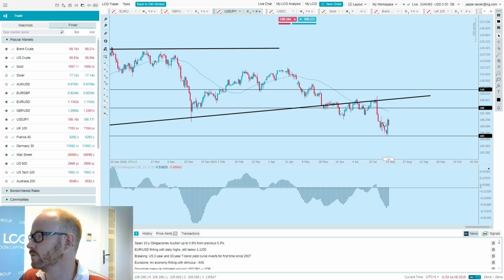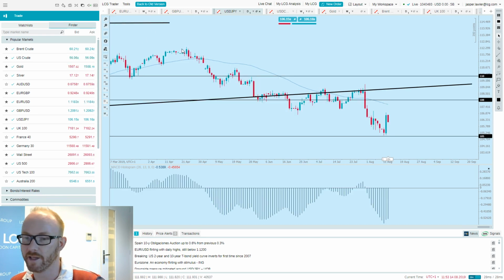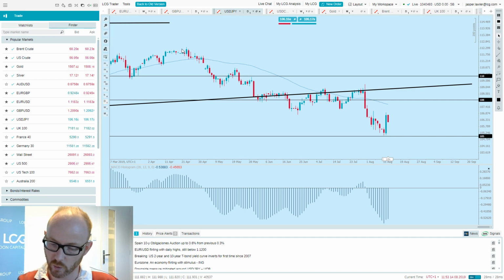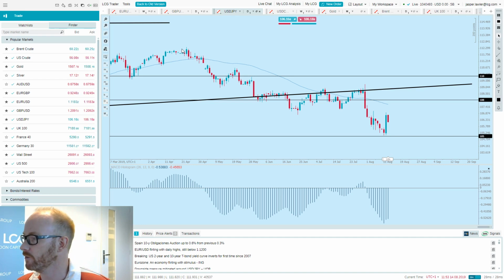The peak was around 109. We obviously failed to get back up to 110, the big round number. And at the moment, we've just bounced quite heavily off 105. The bounce was because of this cease in the trade war, but I think the talk about a recession and the inverted yield curve probably plays a bigger role. And if it does, then we see the downtrend in dollar-yen continue.